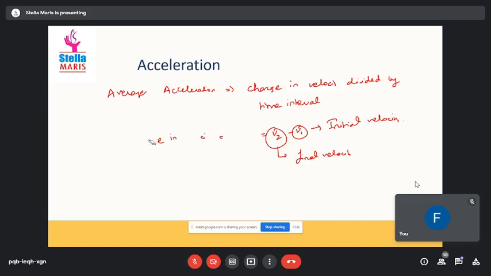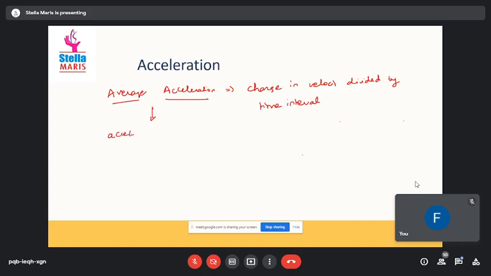So what do you mean by average acceleration? Can anybody tell? What do you mean by average acceleration? We can otherwise call average acceleration as acceleration over a time interval. Acceleration over a time interval.